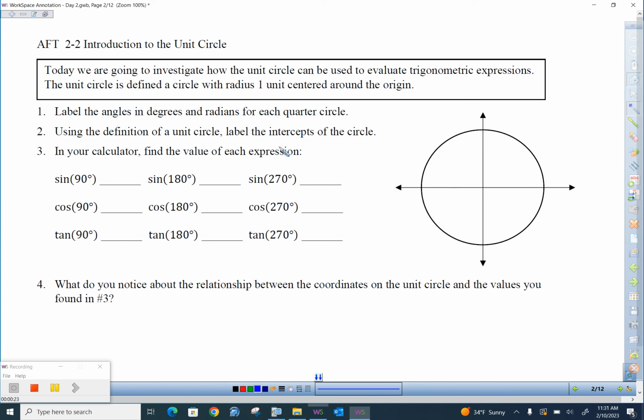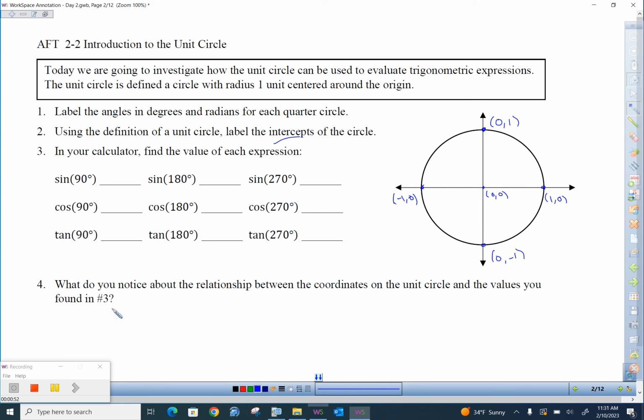Hopefully you understood by intercepts, I mean where the circle crosses the x and y axis. And using the definition, if this is at 0, 0, the center, and the radius is 1 unit, then around the circle I'd have 1, 0, 0, 1, negative 1, 0, and 0, negative 1.